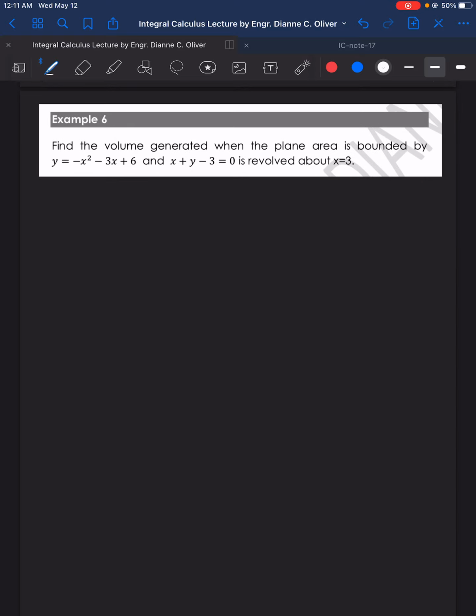We have number 6. Find the volume generated when the plane area bounded by y is equal to negative x squared minus 3x plus 6 and x plus y minus 3 is equal to 0 is revolved about x is equal to 3. Finally, definite. Okay, first we need to sketch. The first one, we will be using the first equation, y is equal to negative x squared minus 3x plus 6.